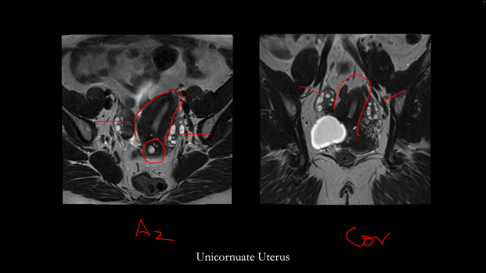Unicornuate uterus is a Mullerian duct abnormality, and it's important to recognize it on imaging, and it's frequently asked on the exams as well. The shape of the uterus is described as banana shaped.